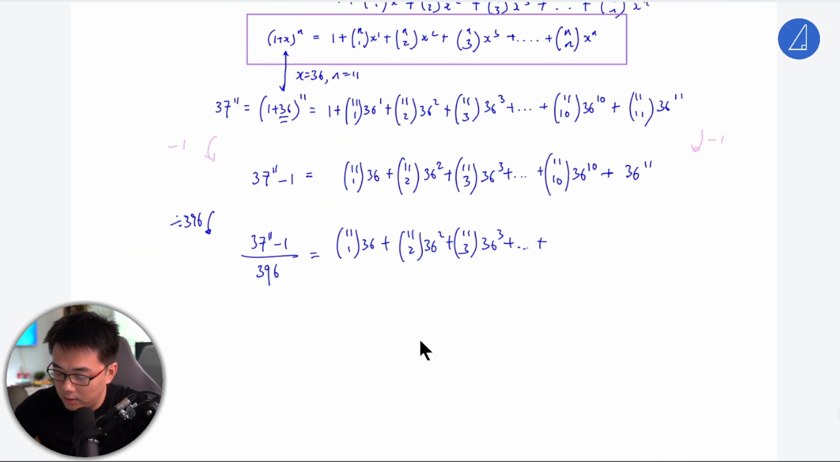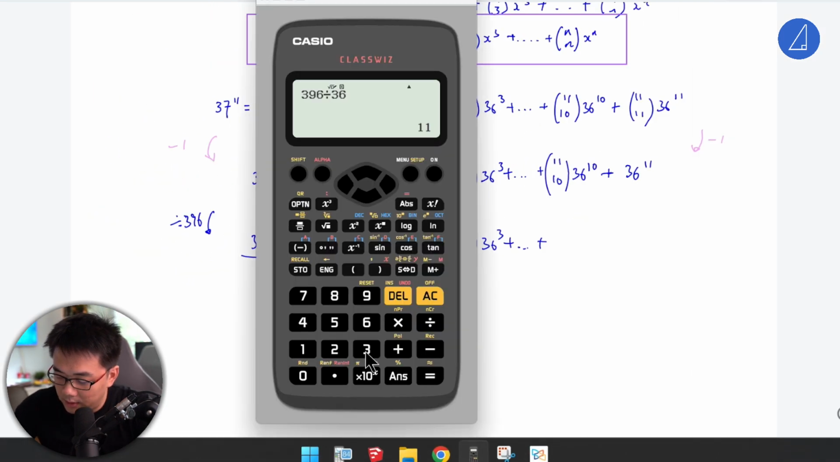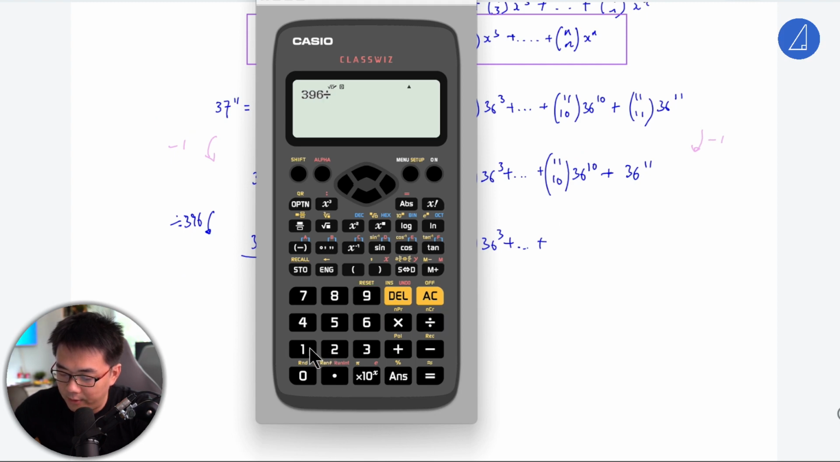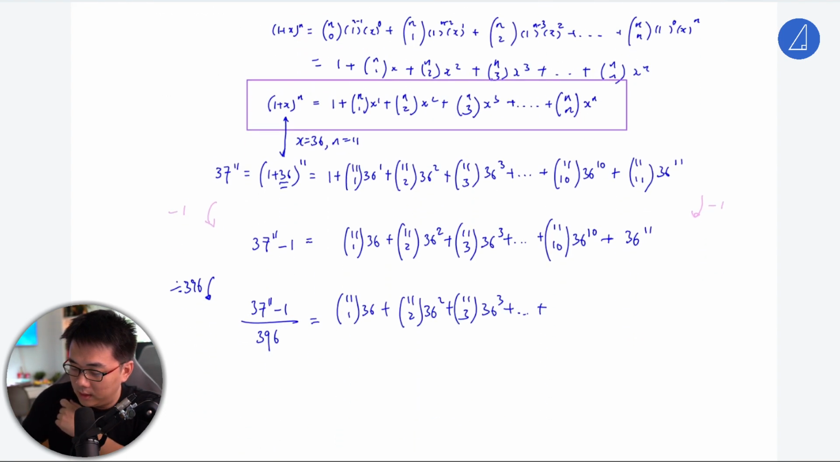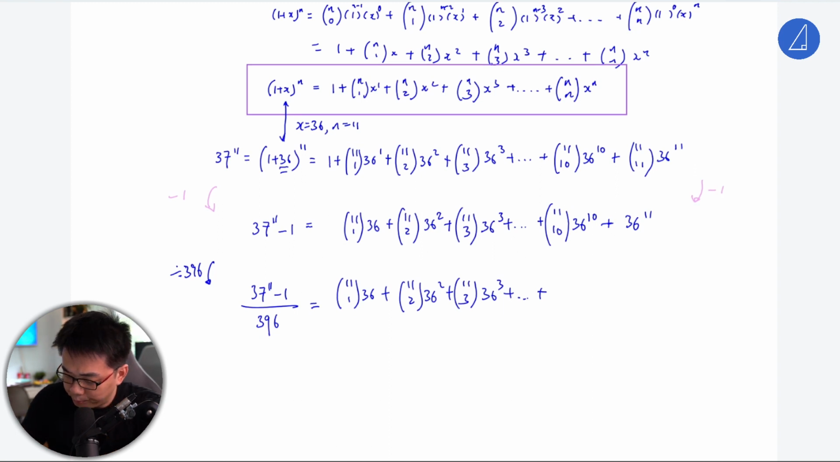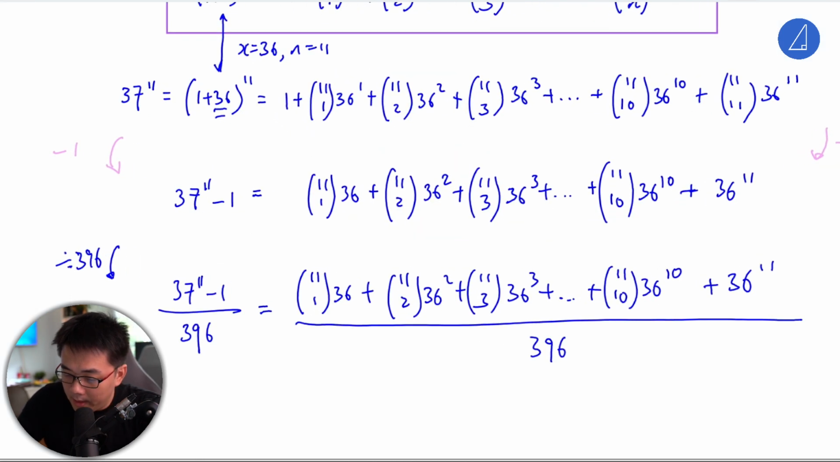Now 396, the thing is, what is 396? We just take 396 divided by 11. You can just prime factorize if you want to. But 396 happens to be 11 times 36, which is actually all the 36 here. Do you see all the 36 here? So the beauty about this is this. I'll just do this as 36 over 11 over 396. This guy is 36 times 11.